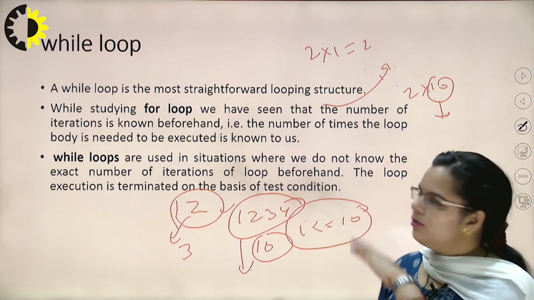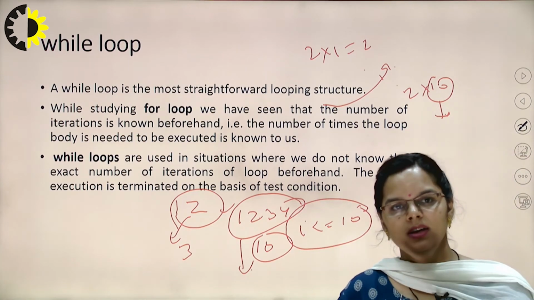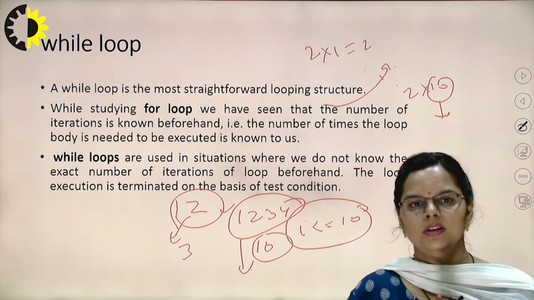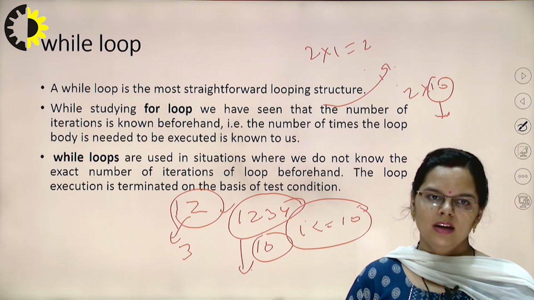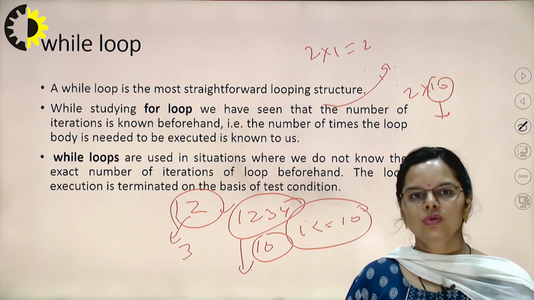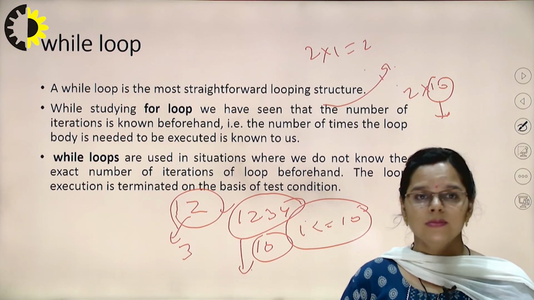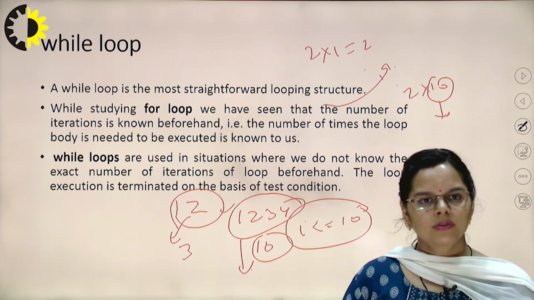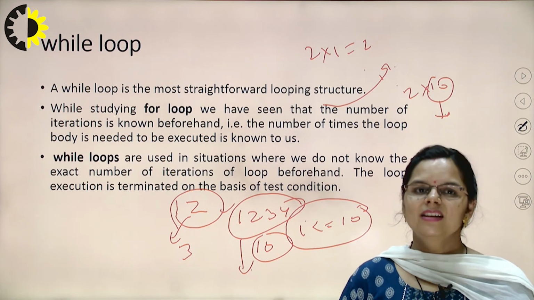So we can say that in a for loop, we know beforehand how many times the loop would be executed. And in a while loop, we do not know this prior, how many times the loop would be executed. So for such problems, like checking whether a number is Armstrong or not, the while loop would be preferred. To check whether a number is prime or not, the while loop would be preferred.